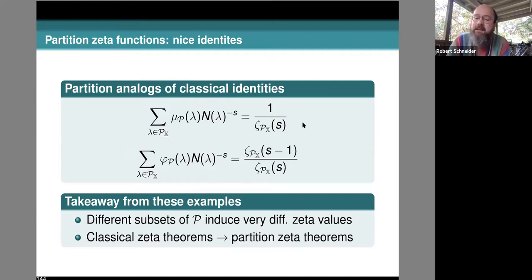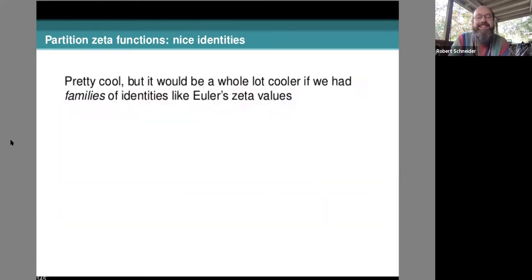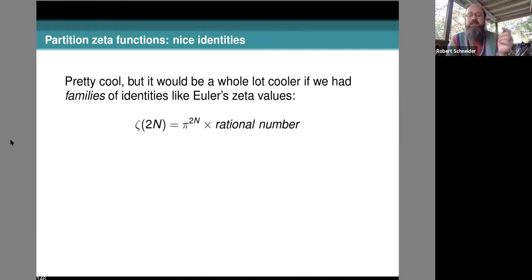There are other cases. I don't know if they're all the same structure or if they're different. That's kind of a big question, but in any event, this is pretty cool, but it'd be a lot cooler if we had families of identities like Euler's values, right? Pi to the something times a rational number. That's really awesome because you change the argument and you still have the same form. Those other cases don't come from theorems like that. You change the argument and you get different forms.